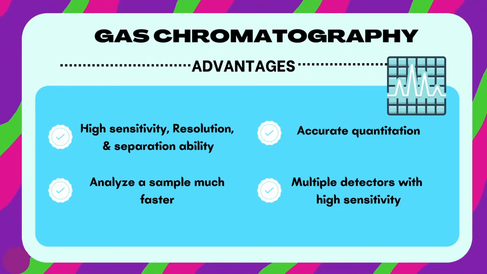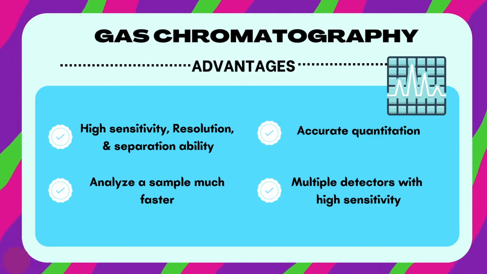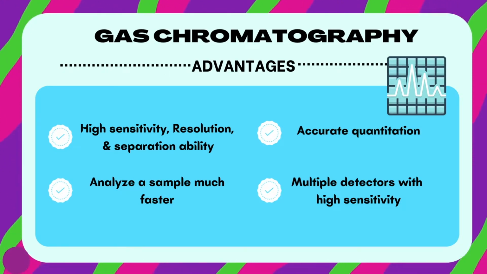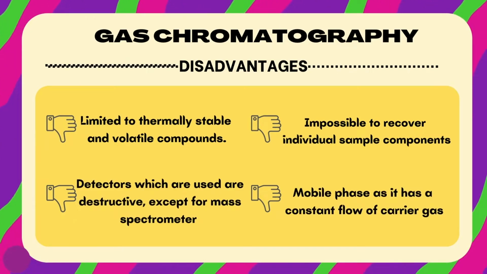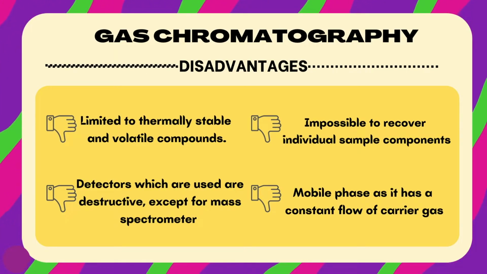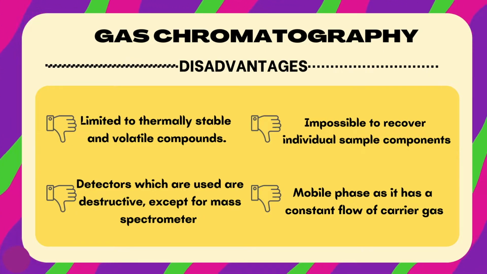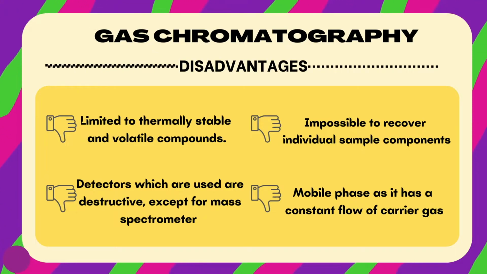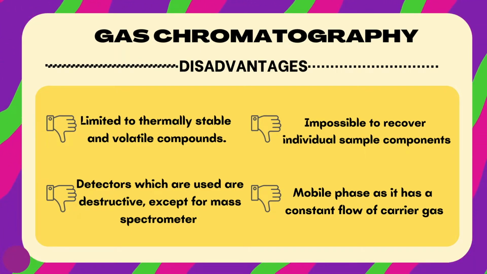It also comes with a variety of detectors and injectors that can be used for various pharmaceutical as well as other applications. The disadvantage of gas chromatography is that it is limited to only volatile and thermally stable compounds. The detectors used in gas chromatography are destructive, except for the mass spectrometer. It is also impossible to recover individual sample components by using gas chromatography.